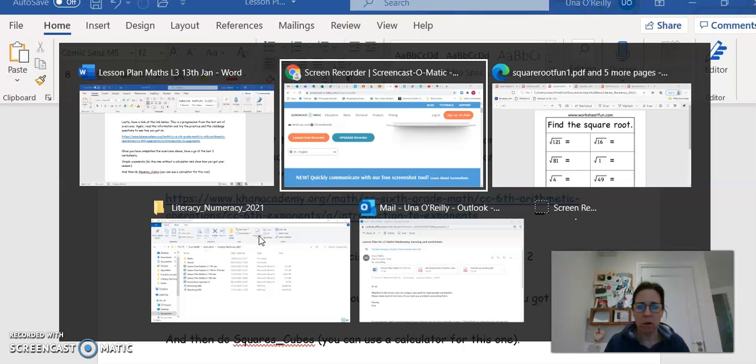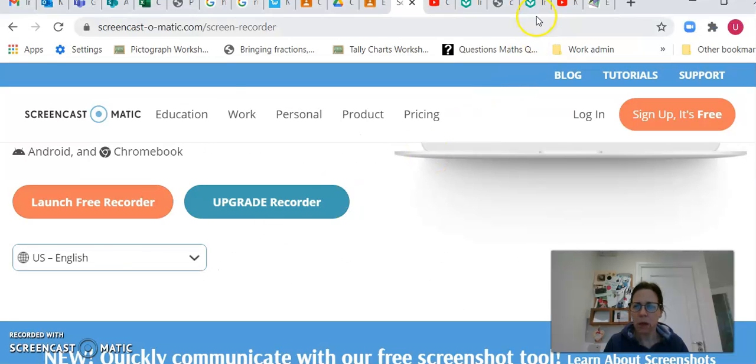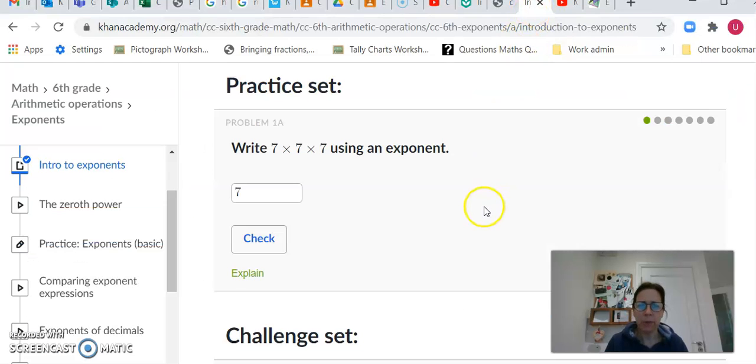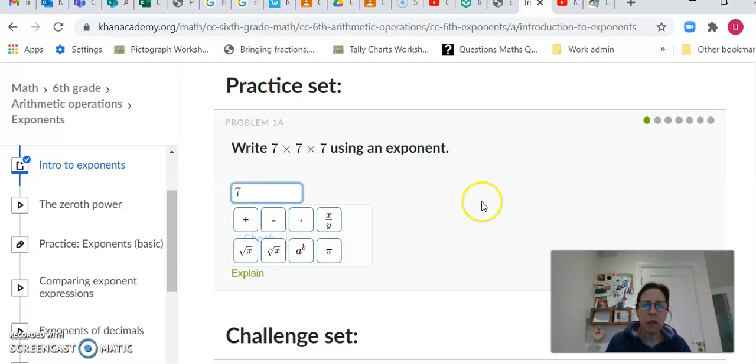I'm going to flick over to that website, hopefully in a second. Yeah, this is the one I want. This asks you to write 7 multiplied by 7 multiplied by 7 using an exponent, just so you understand how to answer that. So you write in the base number, which is 7, and then it'll give you options on what format you want to use. When we're writing using exponents, this is the format we use: a to the power of b.